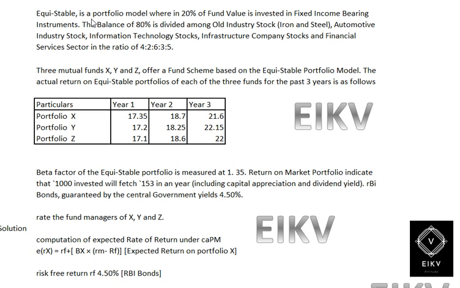So in this illustration, an equity table is a portfolio model wherein 20% of the fund value is invested in fixed income bearing instruments. The balance of 80% is divided among all industry stocks: iron and steel, automotive industry stock, information technology stock, infrastructure company stock, and financial sector service stocks, in the ratio of 4 is to 3, 4 is to 2, is to 6 is to 3 is to 5.